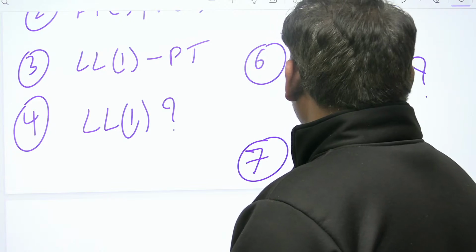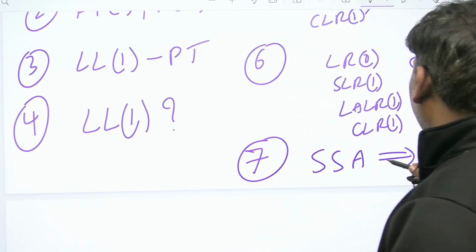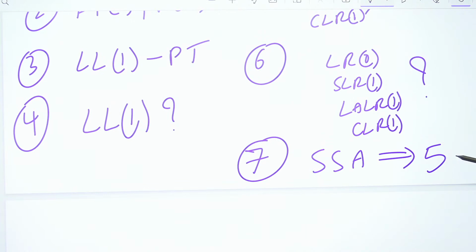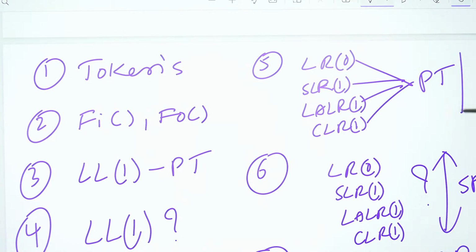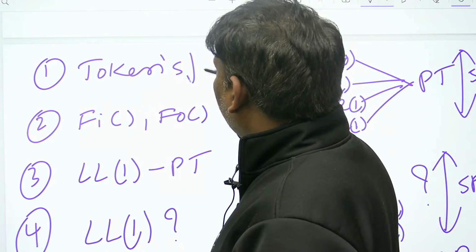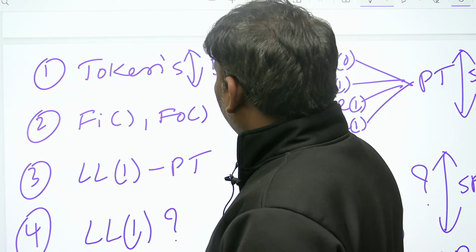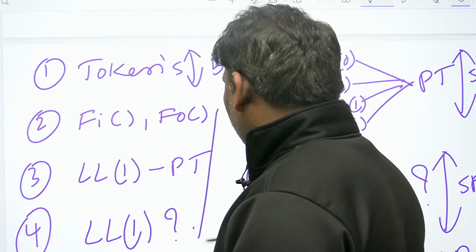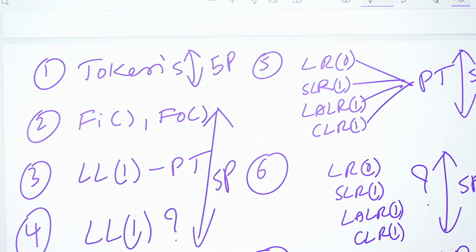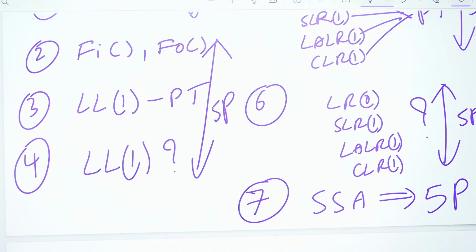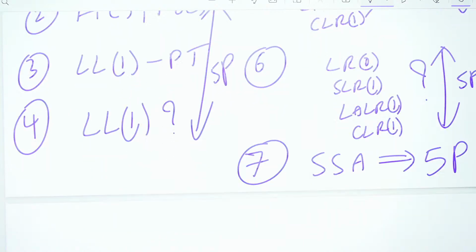SSA writing. Please practice 5 problems. Here also 5 problems, and for each of these also 5 problems you do. Then almost compiler is over. These are the important points. Seventh one, these are the important ones.